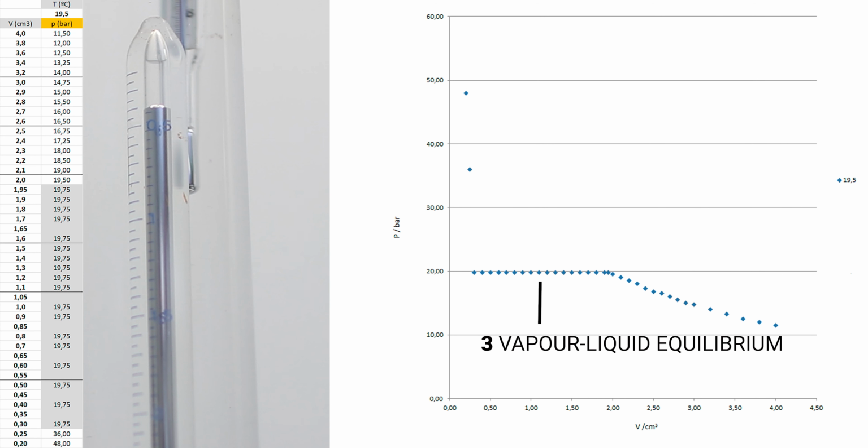A region in which the total volume is reduced, while pressure remains constant and both liquid and gas phases coexist. A gradual reduction in volume produces an increase in the proportion of the liquid with respect to that of the gas. We can denominate this equilibrium region as liquid-gas region.